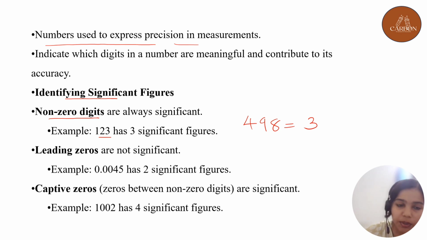Then the second rule is that leading zeros are not significant. Leading means the zeros that come just before the non-zero number. Here 4 and 5 are the non-zero digits, and the 3 zeros are leading, with a decimal point. We can't count them. They're not significant. So here the significant figures are just 2.